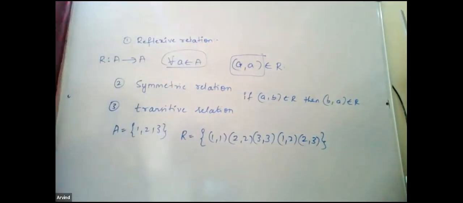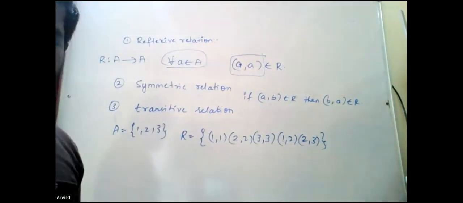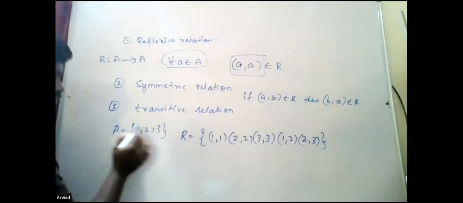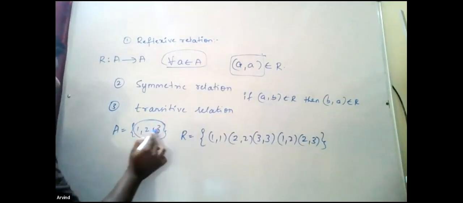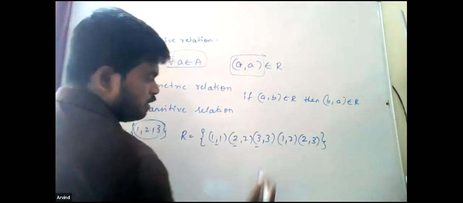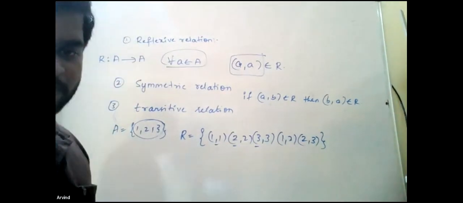Okay. Just tell me, is this a reflexive relation? Yes, sir. Why? For all the elements of set A, that is 1, 2, 3, we need 1,1, 2,2, 3,3 to be present, and they are present. Okay. Is it symmetric?